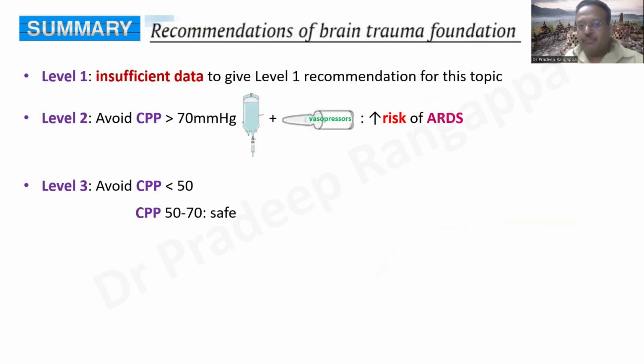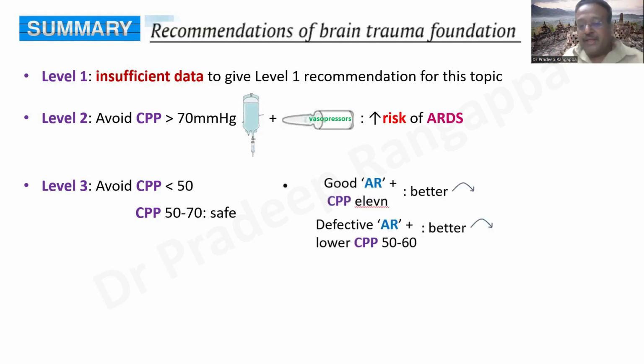It clearly indicates there is reduced cerebral blood flow. 50 to 70 is safe. But what is the number you'll pick between 50 and 70? There, the question is, when there is a good autoregulation. What is autoregulation? We looked at various indices, the cerebrovascular pressure reactivity, and I'll talk about a few other things.